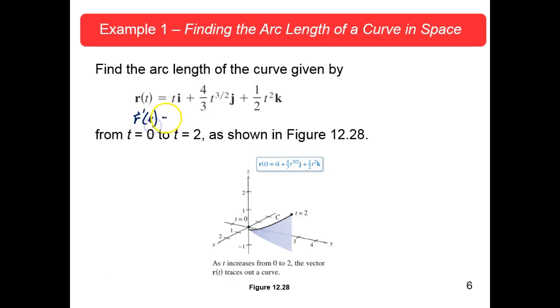Okay, that's the first step, and that, of course, is i plus 3/2 of 4/3, or 4/3 of 3/2, is just 2t to the 1/2 power j plus t in the k direction. Okay, there's your R prime of t.